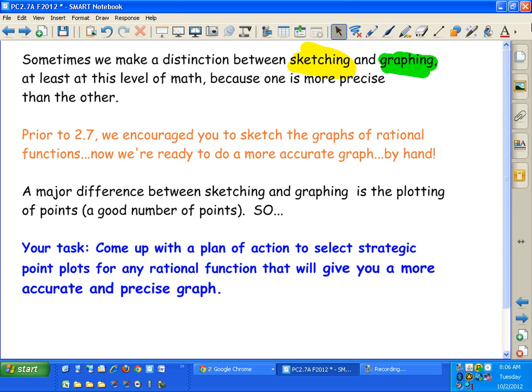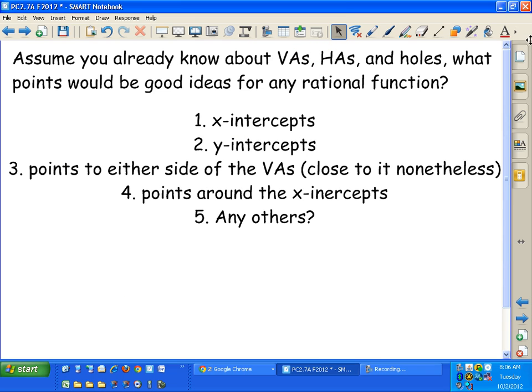Here are the things that we should have in most all graphs, especially rational functions. We need our vertical asymptotes. I'm going to try to highlight these for us. We're going to have vertical asymptotes, horizontal asymptotes, and any holes that appear in the graph, and those will give us a pretty good idea. Then, of course, the x-intercepts, the y-intercepts, if there are any, and then points on either side of the vertical asymptotes, and then points around the x-intercepts and anything else that we can come up with. Make sure that you get down all of these. These are the things that we will be looking for when we go about graphing.